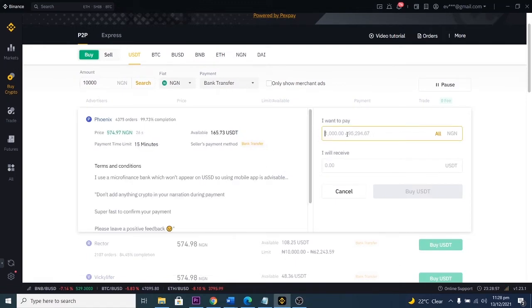So it's loading for me. So I want to pay how much. I want to buy 10,000, so I will receive 17.39 USDT.